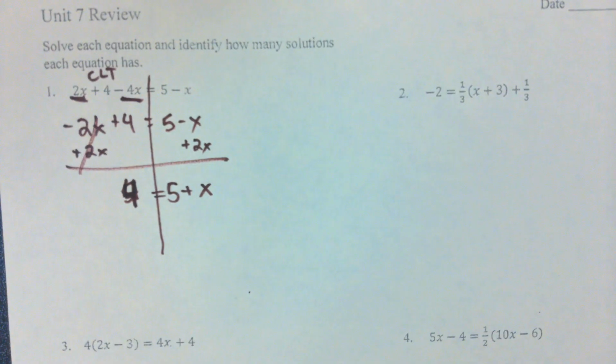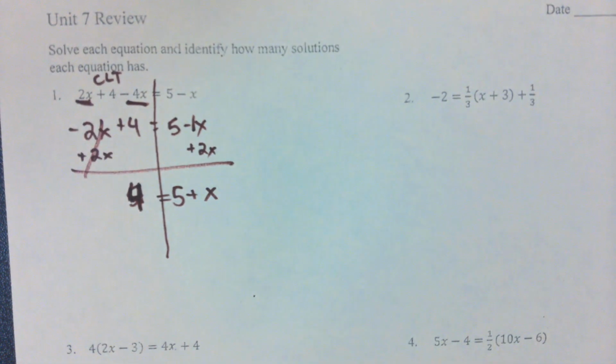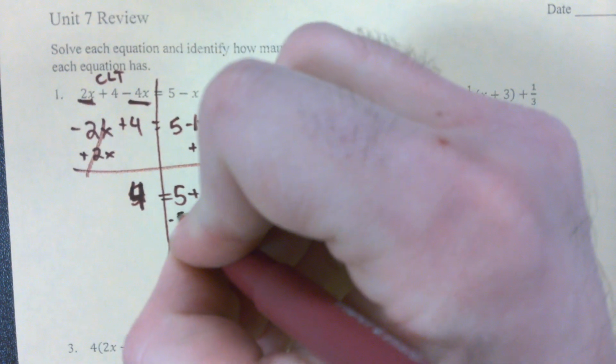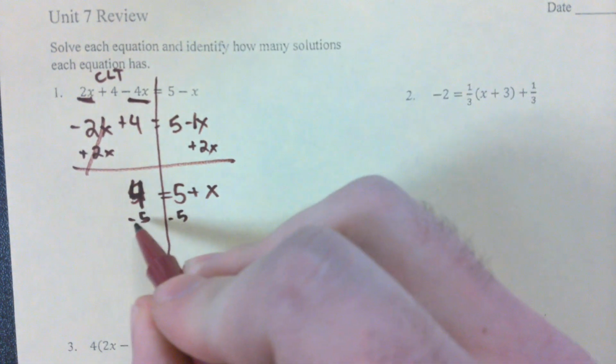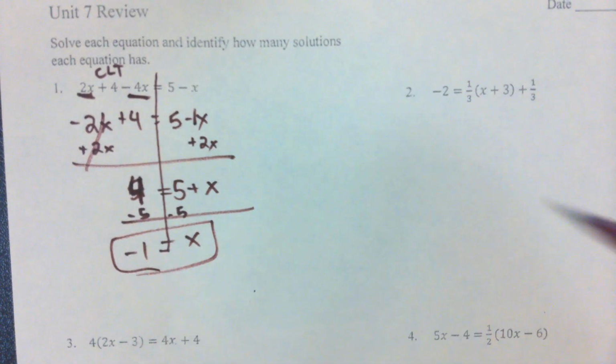Oops, that should be a 4. Right? See how we have that positive x, negative 1x plus 2x just gives us 1x. Then we can subtract 5 from both sides and get x is equal to negative 1.